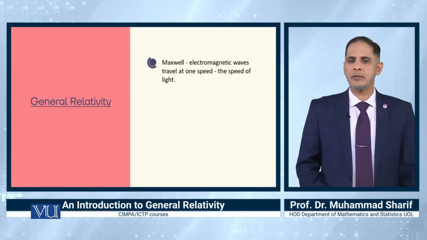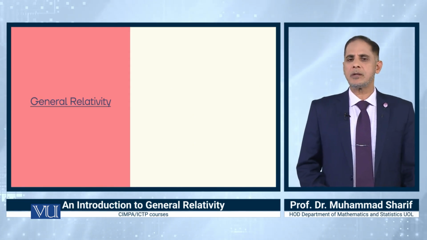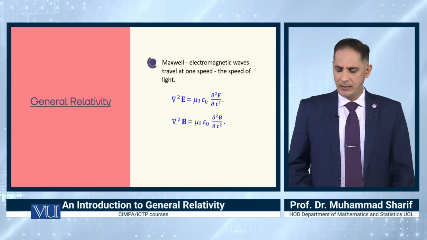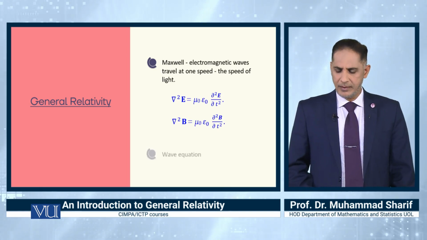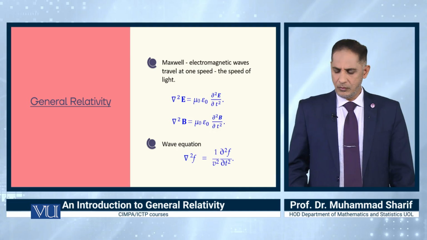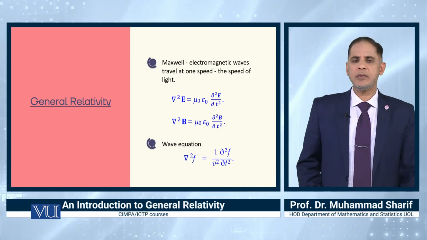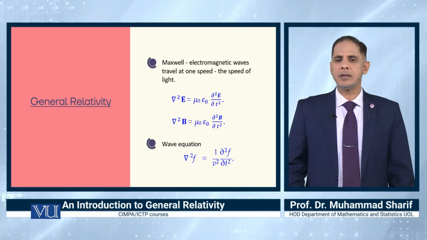Now, if we solve these equations, you can combine these equations to develop these two equations, and these are well known equations which correspond to the classical wave equation. Here you can see that v is the speed of the wave and f is an arbitrary function which depends upon x and t in one dimension.